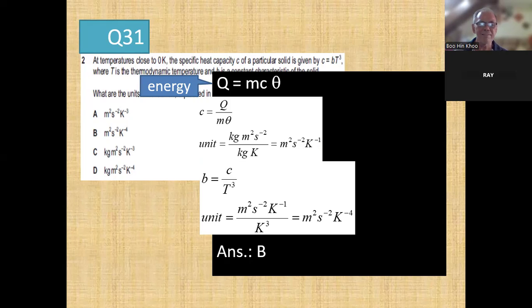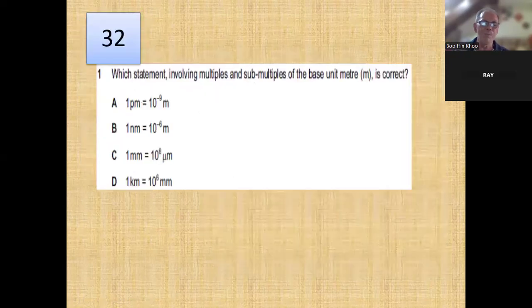Anything not clear? It might pay you to memorize the base unit for energy, rather than work it out. Okay. 32. You can see they can test you in a funny way, not direct testing.